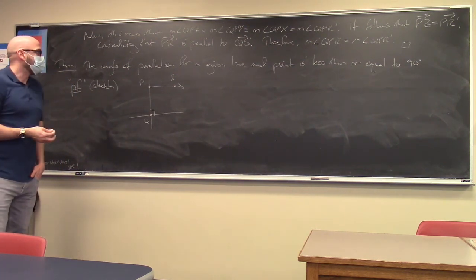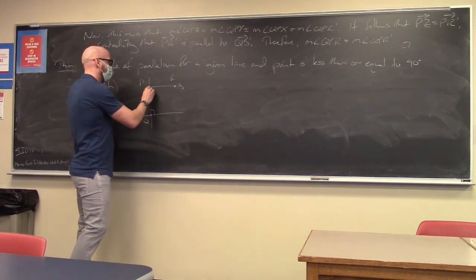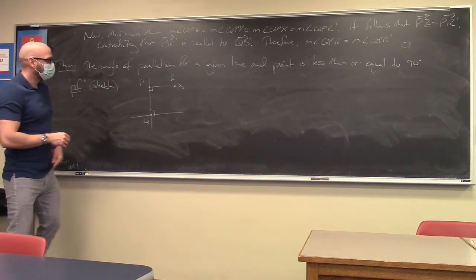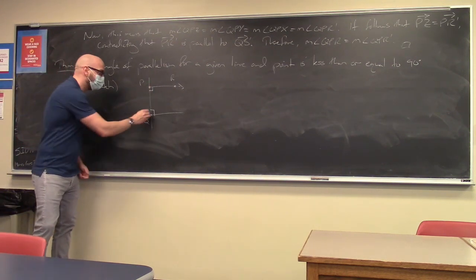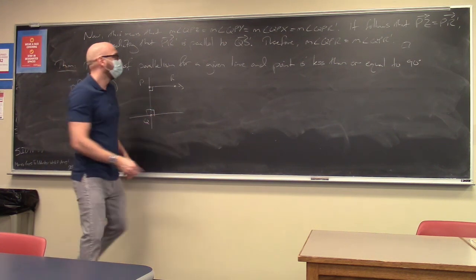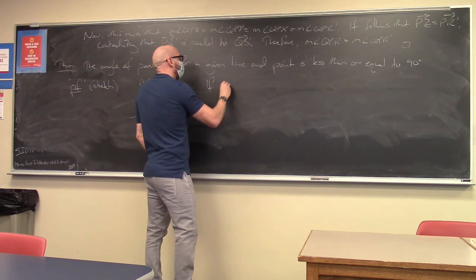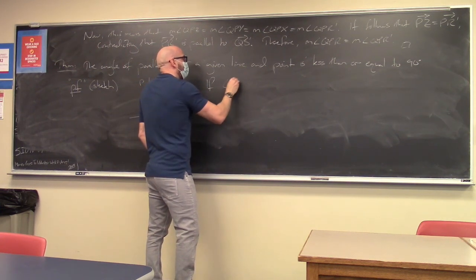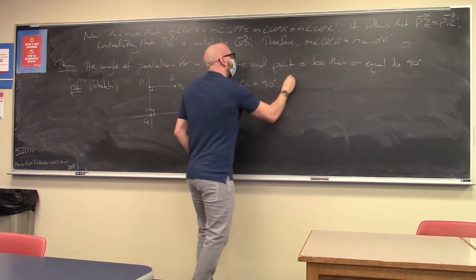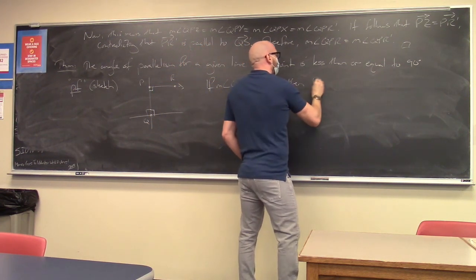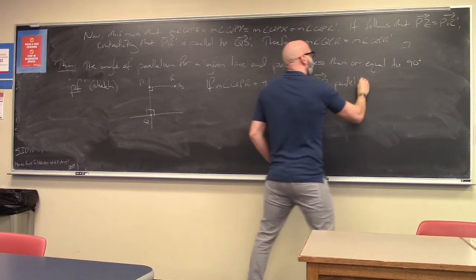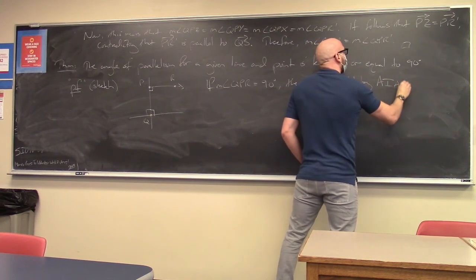we've made this observation a few times: what happens if the angle there is 90 degrees? If it's 90 degrees, by the alternate interior angle theorem, alternate interior angles are congruent, therefore these are parallel lines. So if the measure of angle QPR is 90 degrees, then PR is parallel by the alternate interior angle theorem.